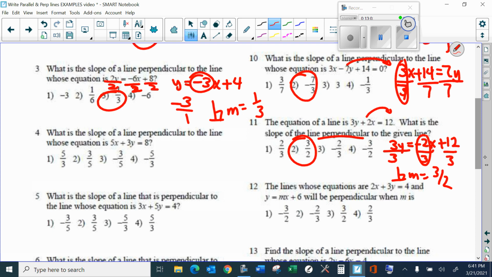Okay. Now again, this may or may not be multiple choice. You don't have any multiple choice here on your assignment. None of them are multiple choice. You're writing out the equations yourself, so you're practicing it.